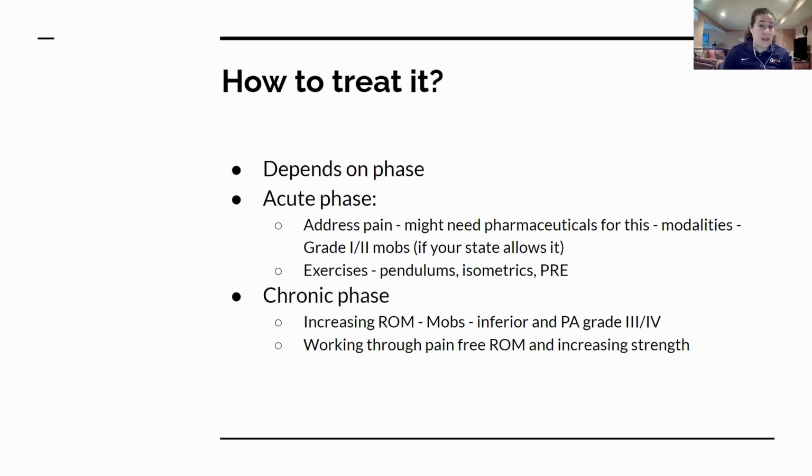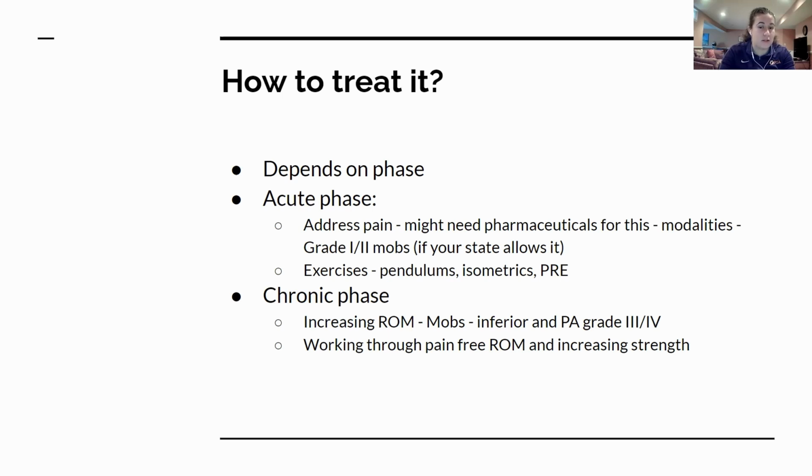This is where the pain's really subsided, but they're still not moving at all. So this is where we can start getting aggressive with our stretching. Some things we could do would be mobilizations, and we want to do those as grade 3 and 4 mobilizations, so we're really pushing on the capsule. Those are going to be in the inferior direction, also in the posterior to anterior direction. That's to increase range of motion through abduction, to get more abduction and flexion, and also to get more external rotation back.